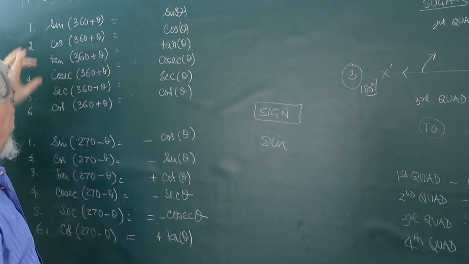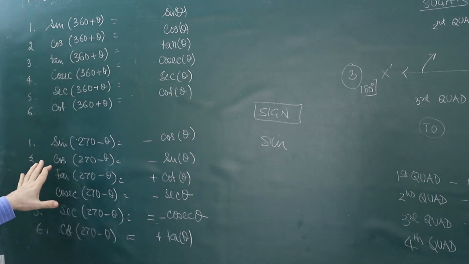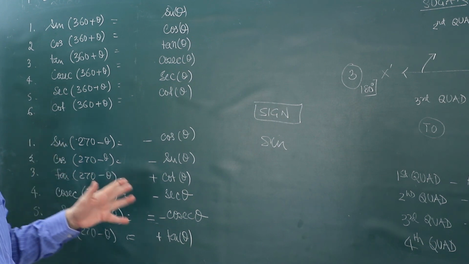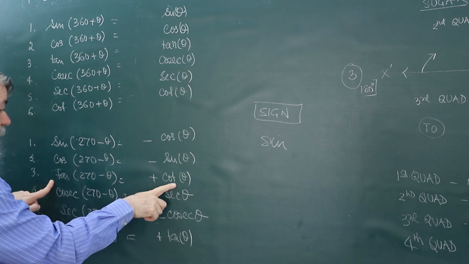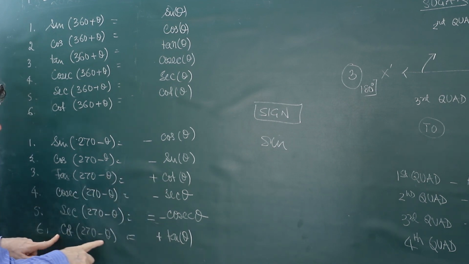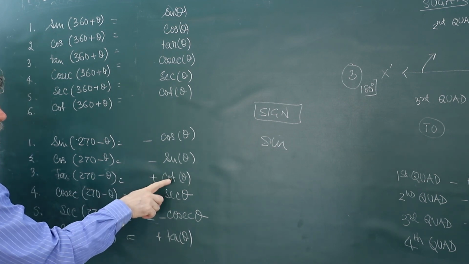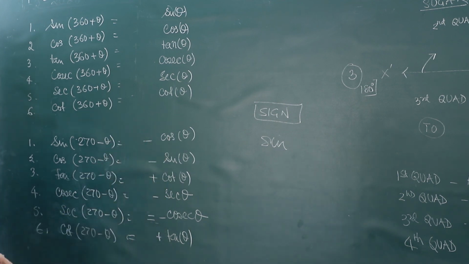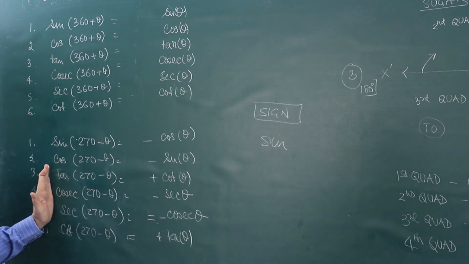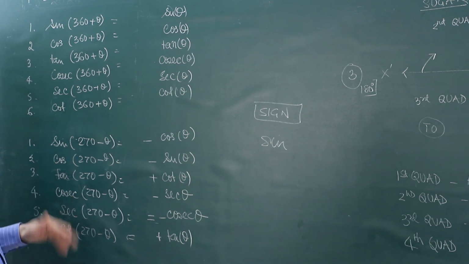Like here, we said in the third quadrant, only tan and cot are positive. So tan 270 minus theta is cot theta, and cot 270 minus theta is plus tan theta. It has got nothing to do with cot coming here somewhere. It has got nothing to do with that. Tan and cot will be picked up as positive from here, and the remaining will remain negative.